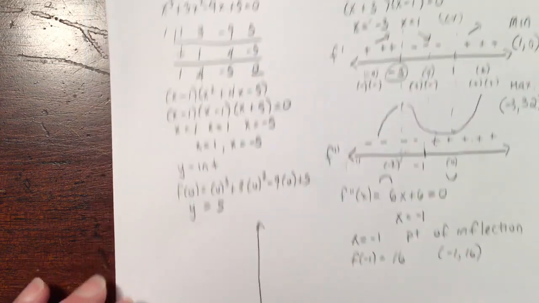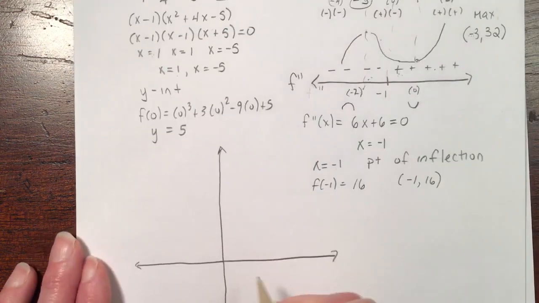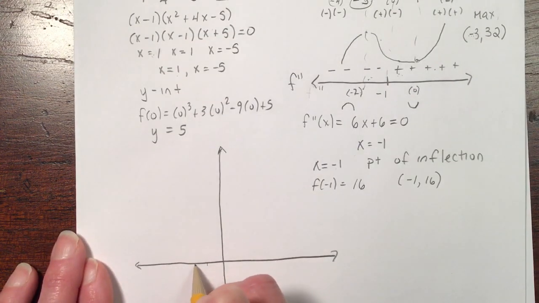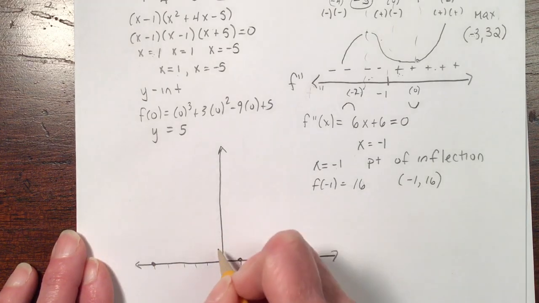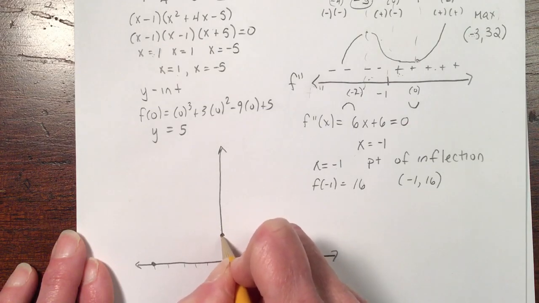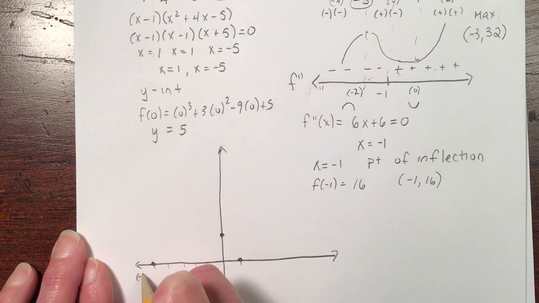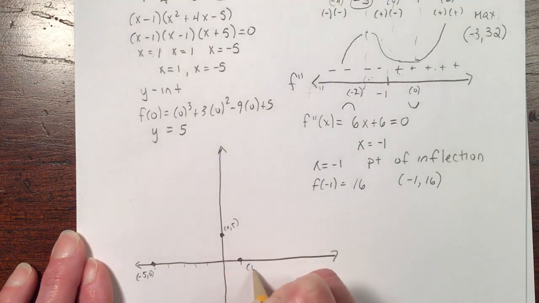What were some of the important things? And again, this is a sketch. It's not going to be perfect. My x-intercept was at -5. Another x-intercept was at 1. My y-intercept was at (0, 5). I'm not going to go too far. So that's (-5, 0), (0, 5), and (1, 0).